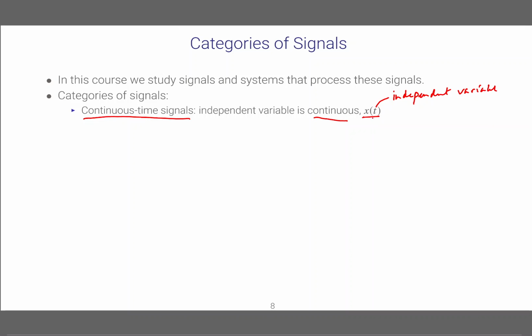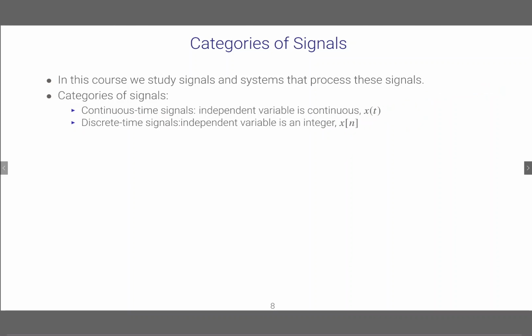And this is the signal. x(t) is the signal. Then discrete time signals, where the independent variable n is an integer. So this is continuous. This is an integer. On the other hand, not only do we change the symbol for the independent variable, but we have parentheses for the continuous time signal, brackets for the discrete time signal.